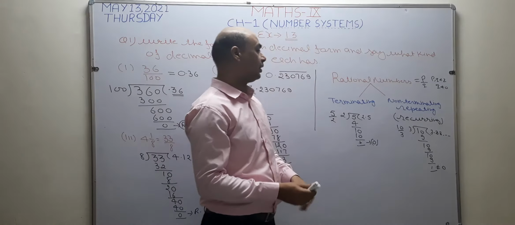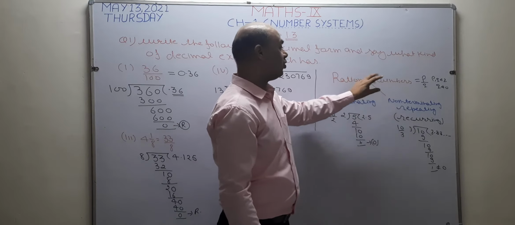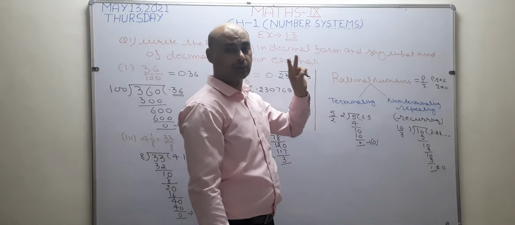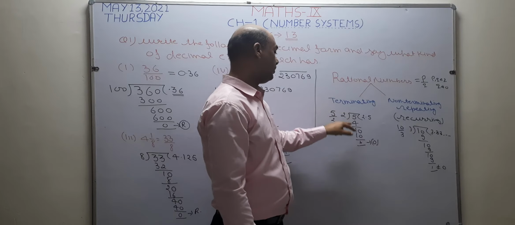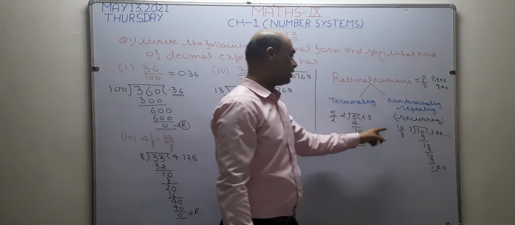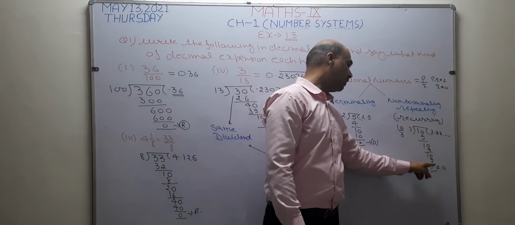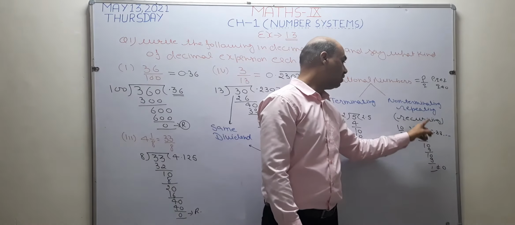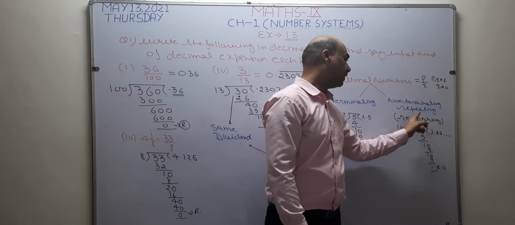You have to remember, in rational numbers only two types of decimal numbers are there. Number one, terminating, when the remainder becomes 0. Another is non-terminating, when the remainder does not become 0. These types of numbers are known as non-terminating and repeating decimals.